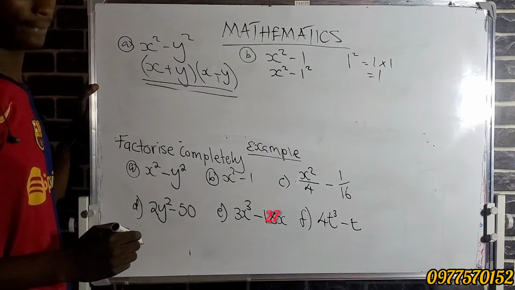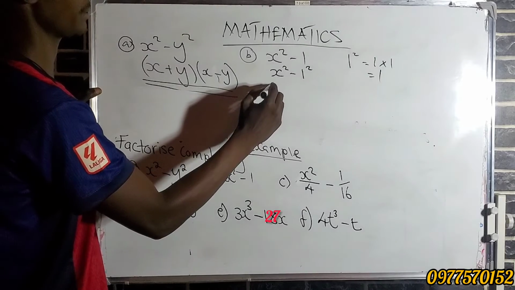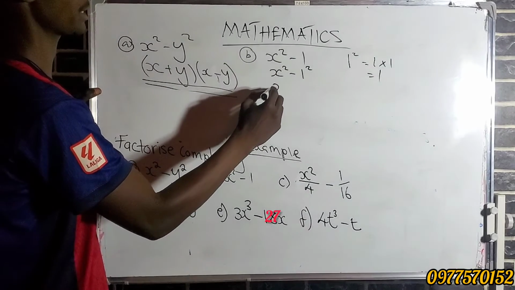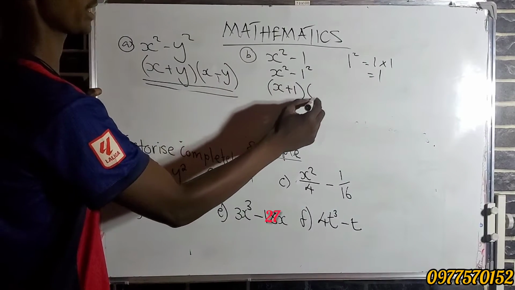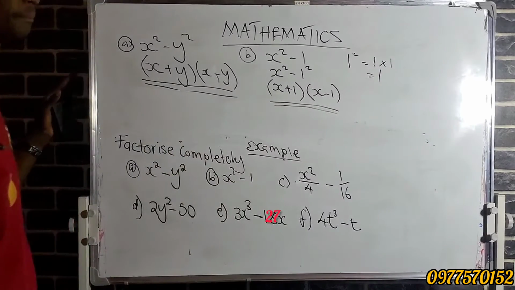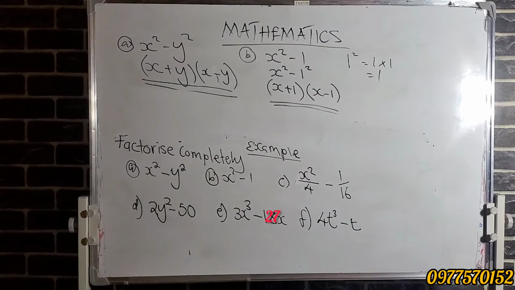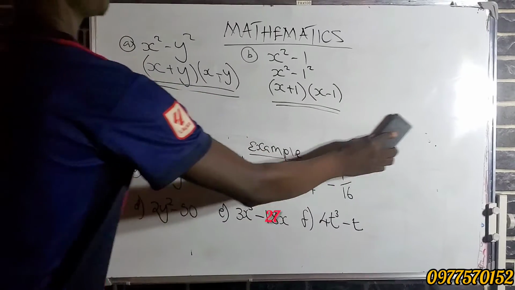Are we together? Yes. Therefore, this is a difference of two squares, so we can just write open bracket x plus 1, open bracket x minus 1. You are intelligent. And this is the answer? Yes. Good. Okay, let's go to C. So take note that 1 is always squared, yeah? Yes.